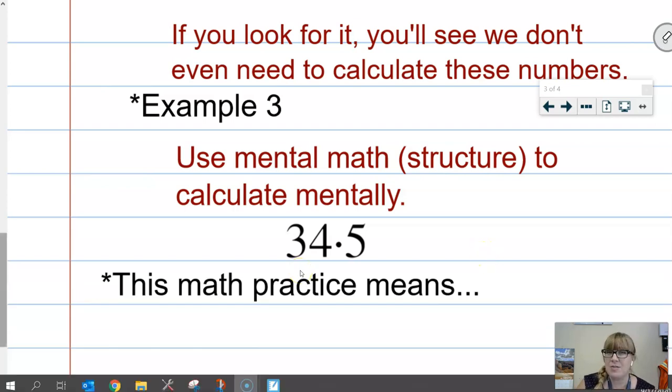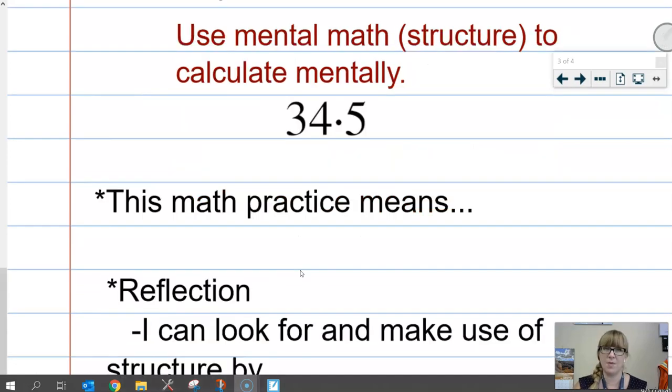Pause the video and give yourself a chance to figure it out. How are you doing it mentally? And give yourself a chance to do this. Pause the video before watching the rest. How are you going to calculate this mentally?